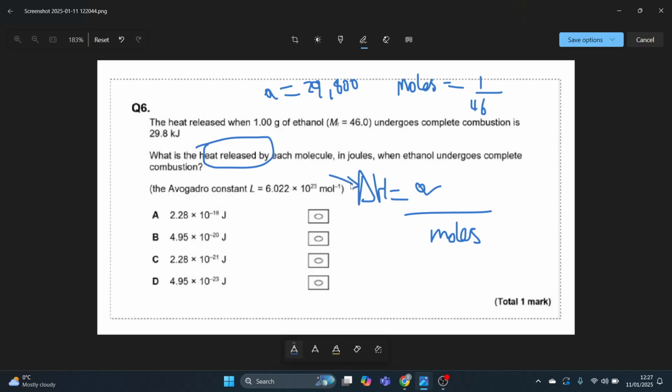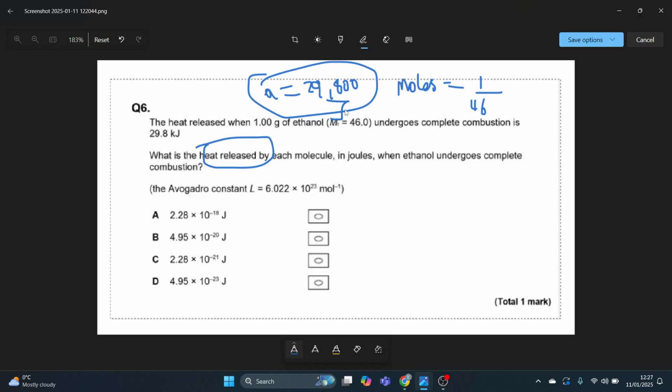So we calculate the number of moles. That's easy. Yeah, definitely I'm doing something wrong. Let me have a recap. I've got this in joules, that's correct. I've got the moles, which obviously we're going to have to work out, because why else would it give us the mass and then also the Mr. Let me just work out the moles separately: 1 divided by 46 is 0.0217.